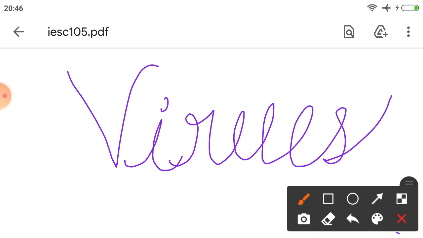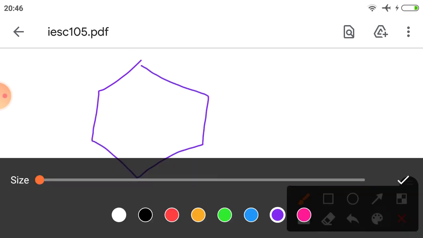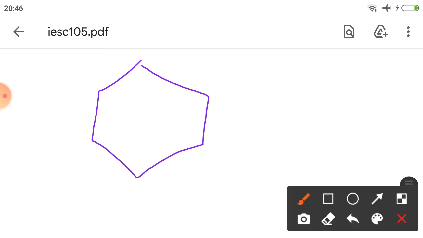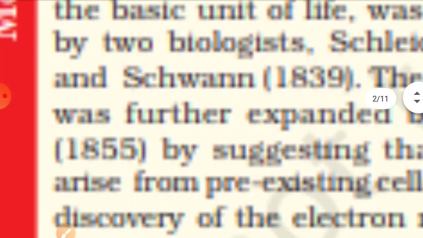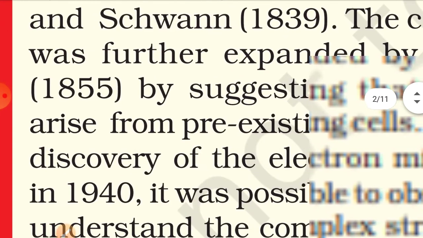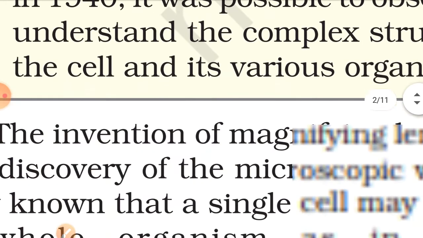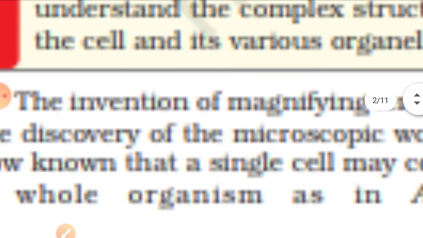Viruses are not even cells. So what is the shape of a virus? Viruses are like these, and they have no cytoplasm and no cell organelles, but DNA is suspended inside. So it is all about the history of cells, and we covered it a lot. I hope it is clear to you all.